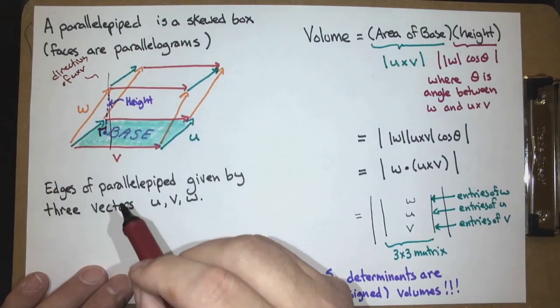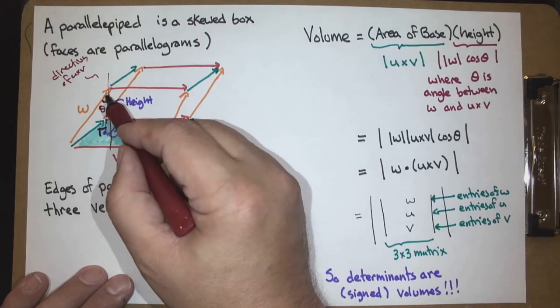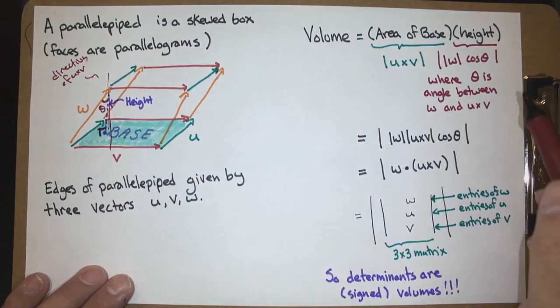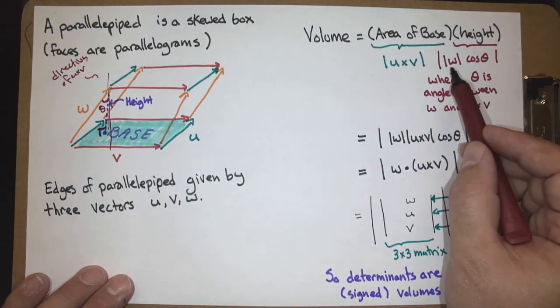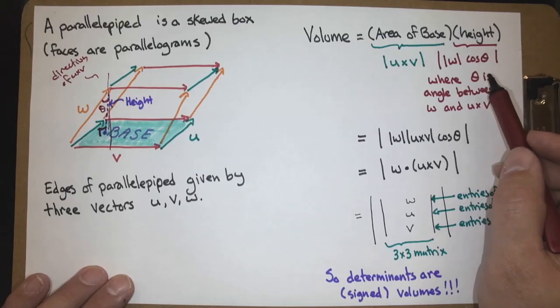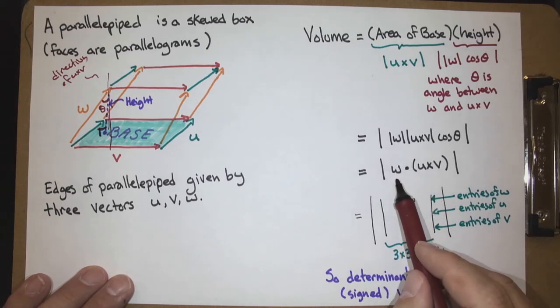So now we have the direction. We say, all right, find this angle, and we want the adjacent side. Well, that's a cosine. So it's magnitude of w times cosine. Well, what involves cosine? Dot is something you should remember. Dot product. So that's how we end up with w dot u cross v.